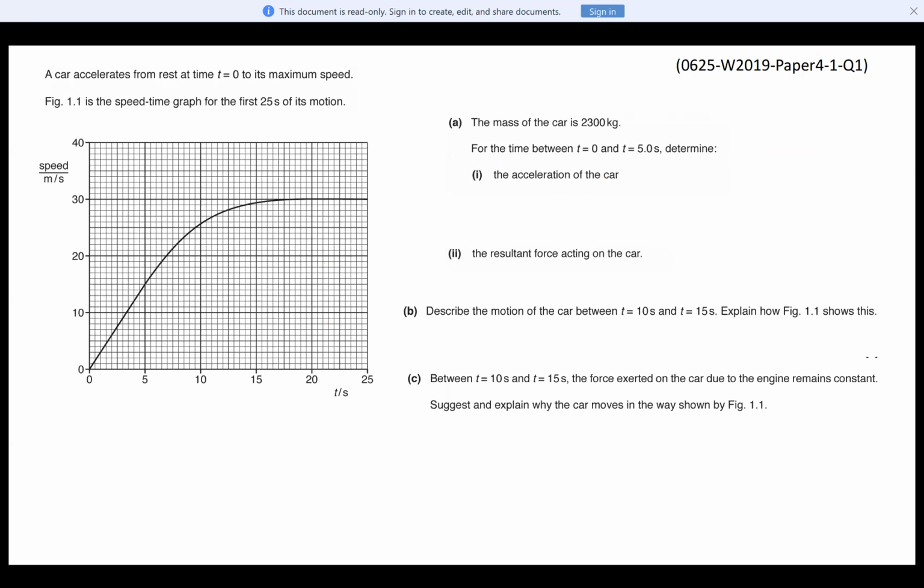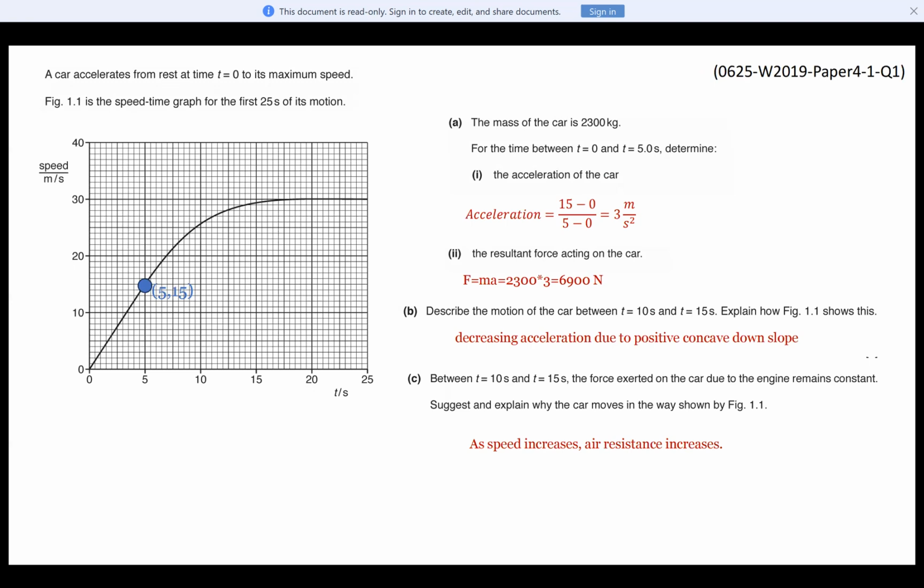A car accelerates from rest at time t equals 0 to its maximum speed. Figure 1.1 is the speed time graph. The mass of the car is 2,300. For the time between t equals 0 and t equals 5, determine the acceleration of the car. So this is a repetition. Let's briefly look at the answer.